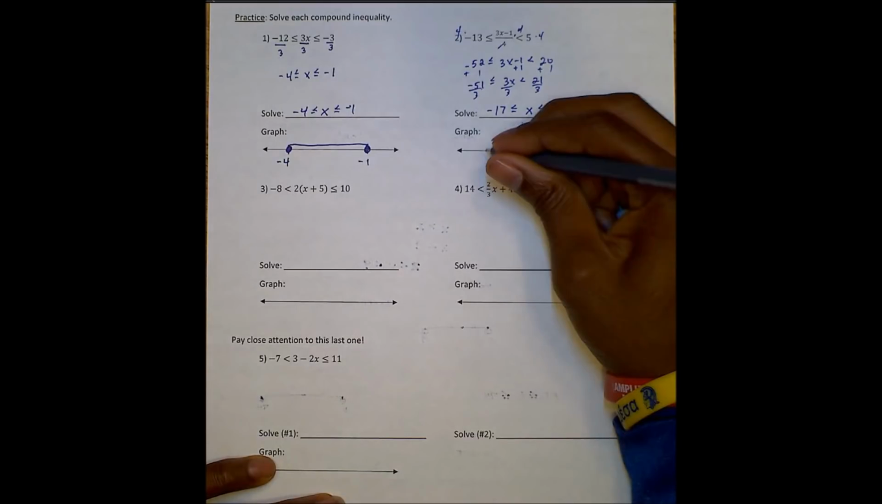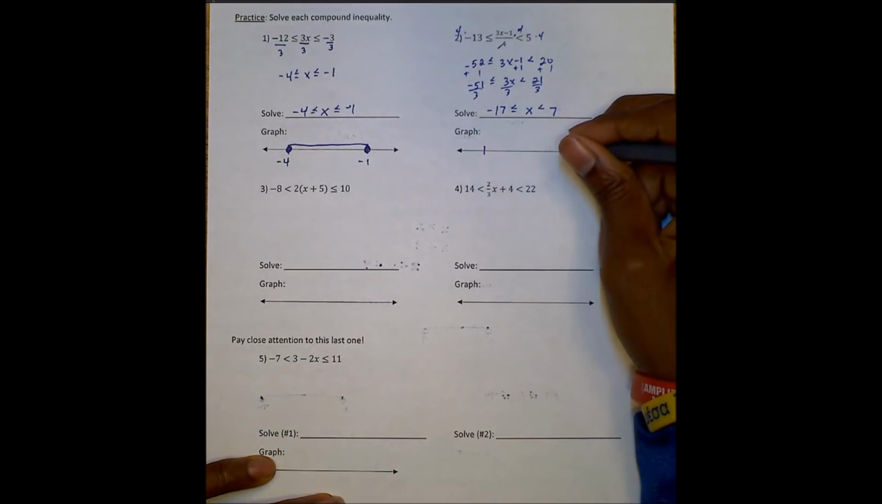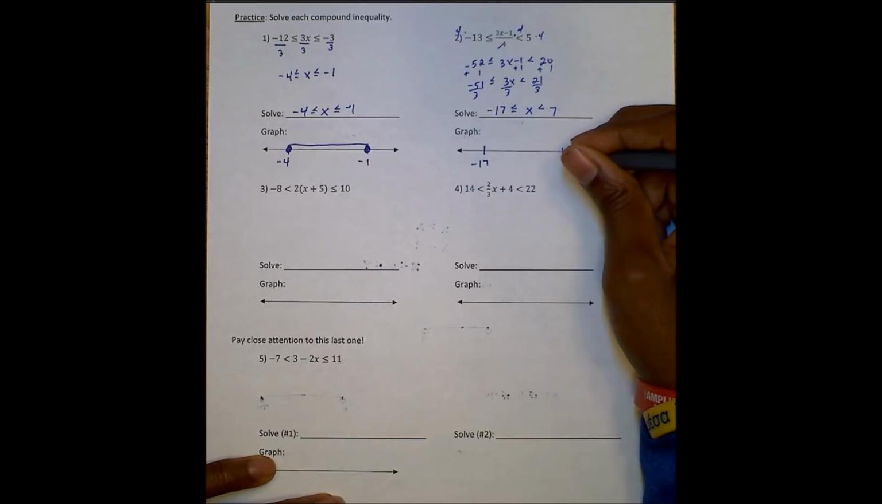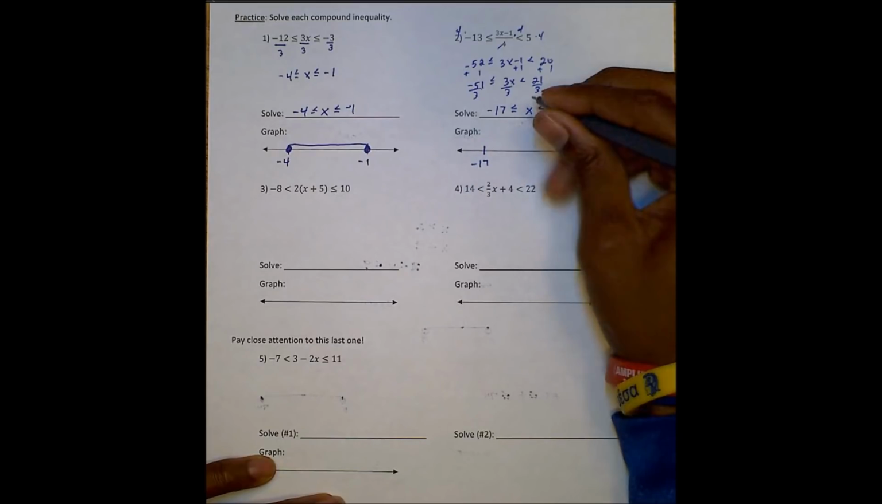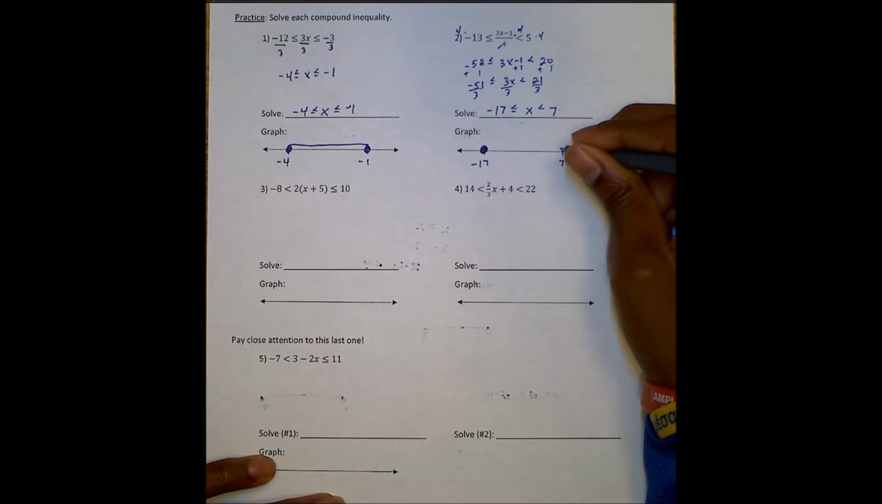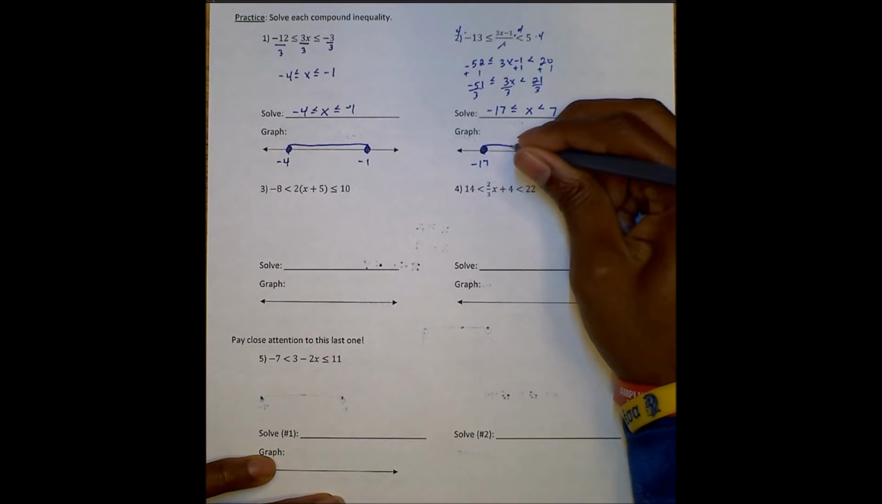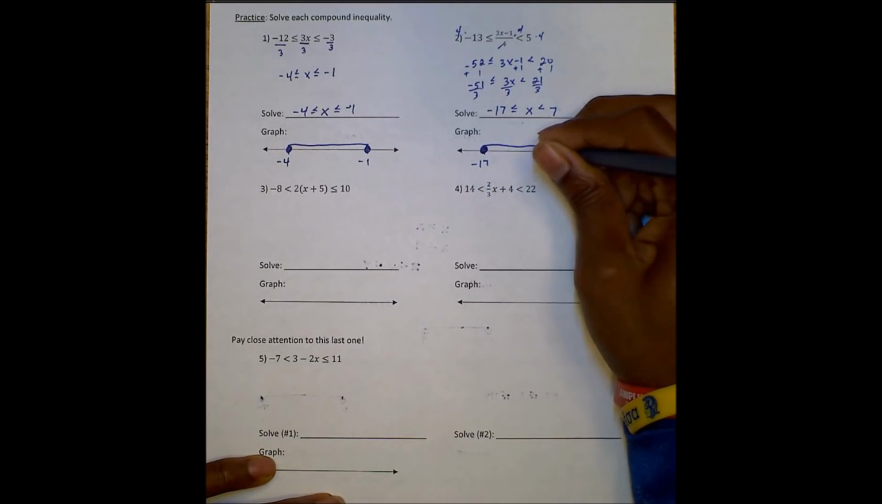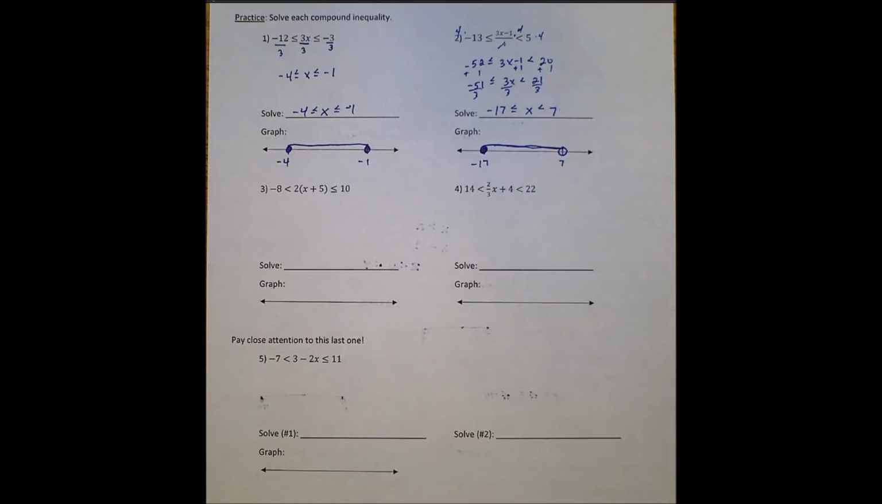As I graph, I'll make sure I pay attention to the circles because my signs are different. So this is a closed circle. This will be an open circle. Connect them here. And there we have it.